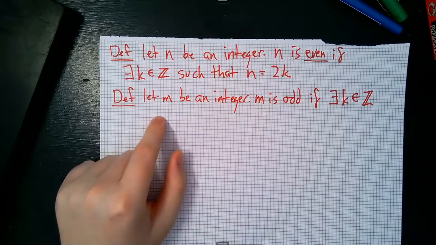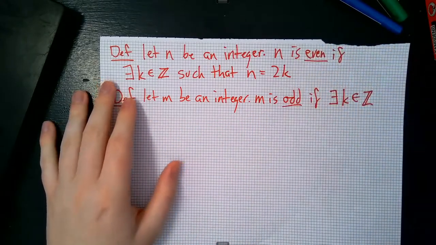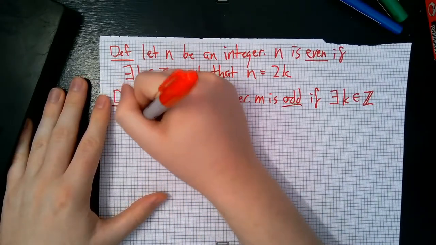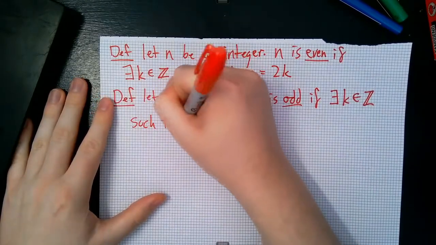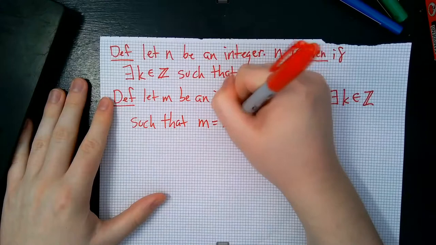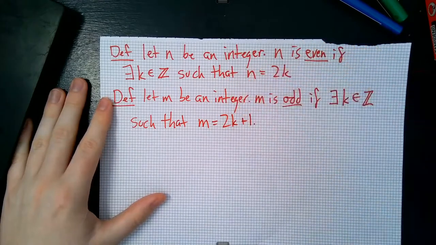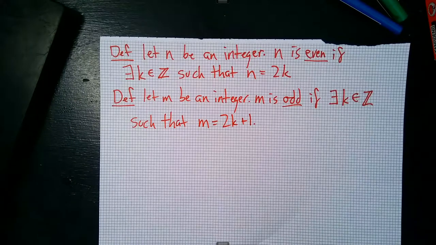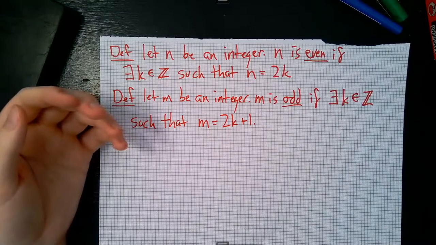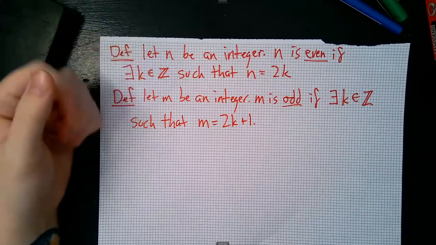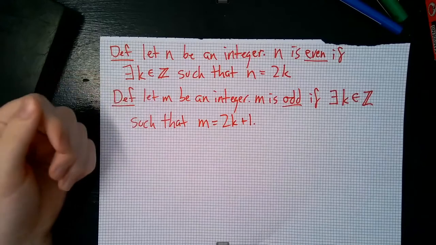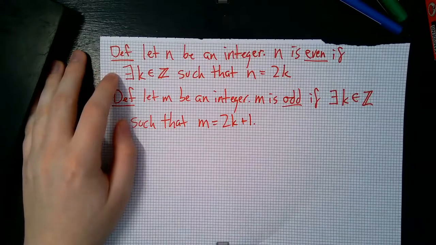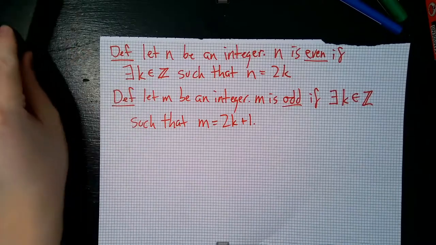So anyway, continuing this definition, we'll say that our integer m is odd if there exists a k in the integers such that m equals 2k plus 1. So showing this as a conditional statement, if we know that m is an integer and we can find a k such that m equals 2k plus 1, then we know that m is odd. And because these are definitions, we know that these are going to be true for really any integer.